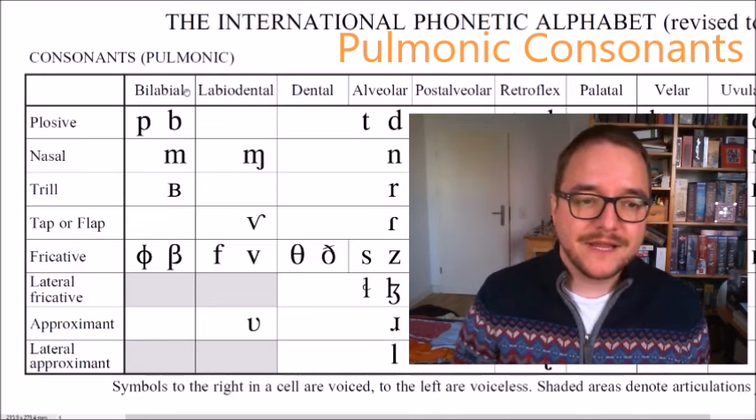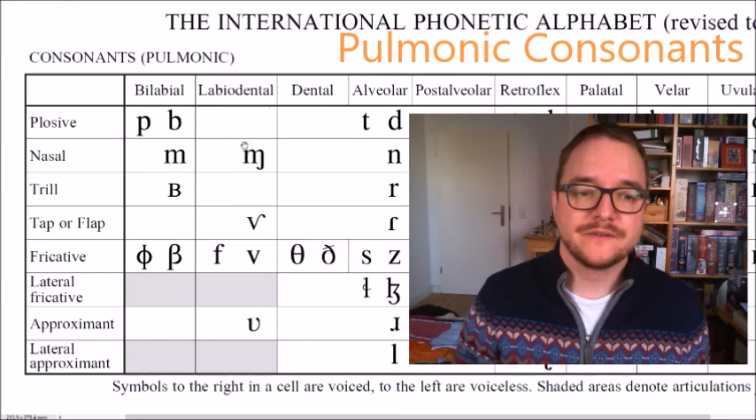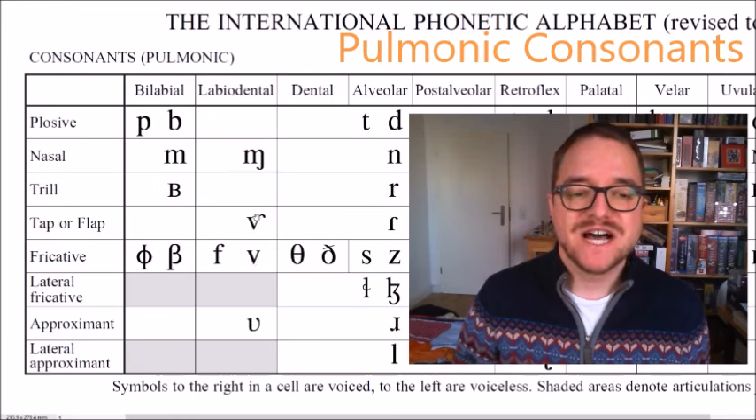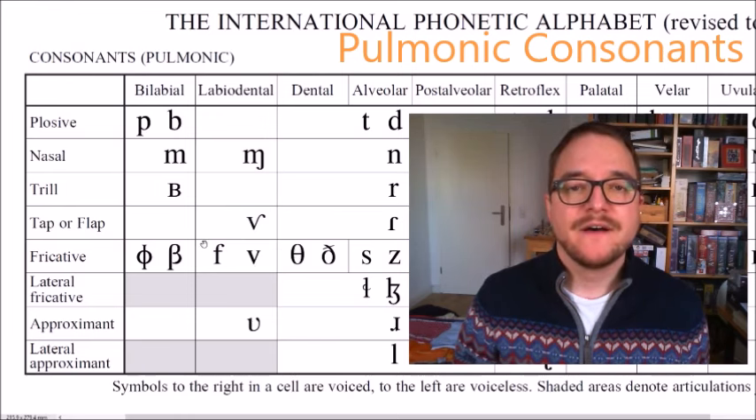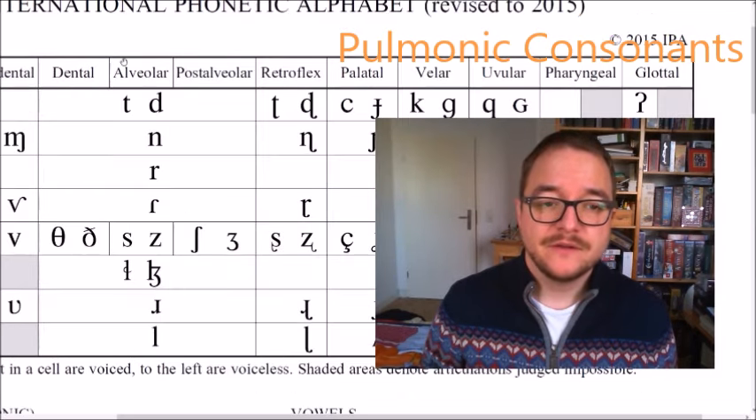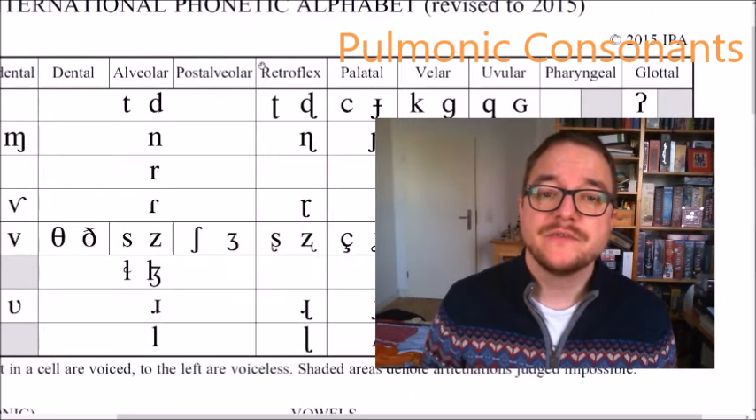Let's continue with the labiodental consonants. Ma, ama. Va, ava. Fa, afa. We continue with the dental, alveolar, and post-alveolar consonants.